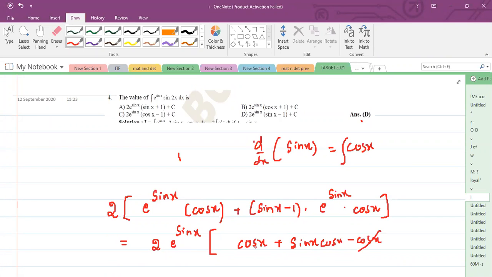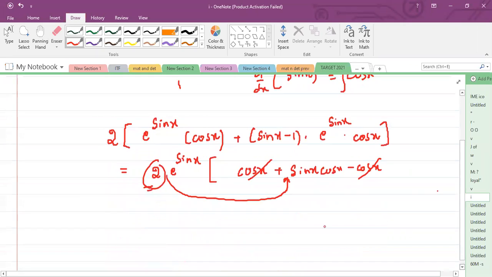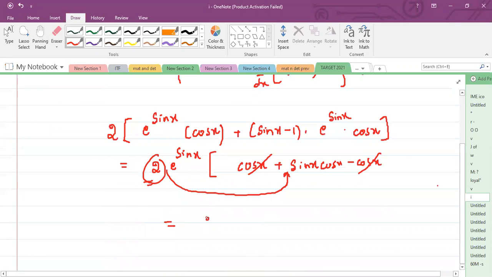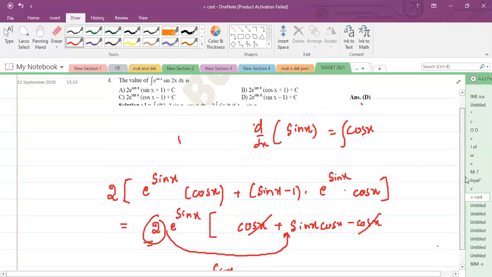So this cos x and cos x get cancelled, and you remain with 2. This 2 can be shifted here, then it will be 2 sin x into cos x. So 2 sin x cos x is sin 2x, which gives e raised to sin x into sin 2x, which is the given integral.